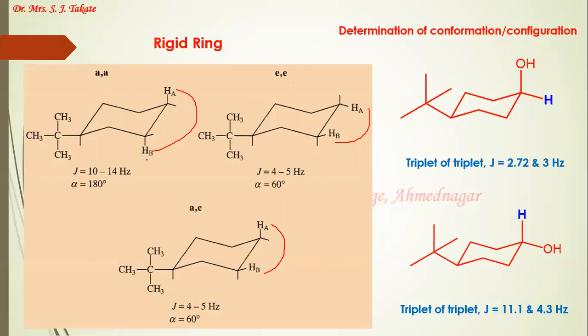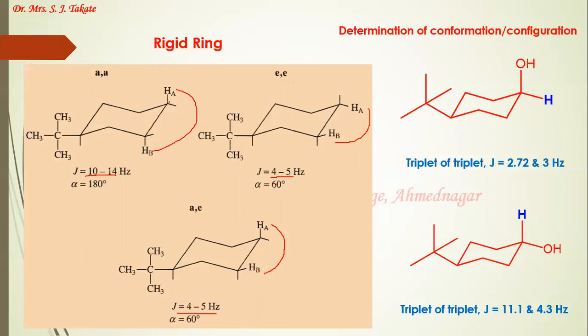When the two vicinal neighbors are having 180-degree dihedral angle with one another, that is, they are having trans diaxial orientation, the coupling constant value is large, 10 to 14 hertz. And if they are in di-equatorial trans fashion, then the coupling constant value is 4 to 5 hertz because the dihedral angle is 60 degree. Even if one proton is axial and its vicinal neighbor is equatorial, then also the dihedral angle is 60 degree. Therefore, the coupling constant value is 4 to 5 hertz.